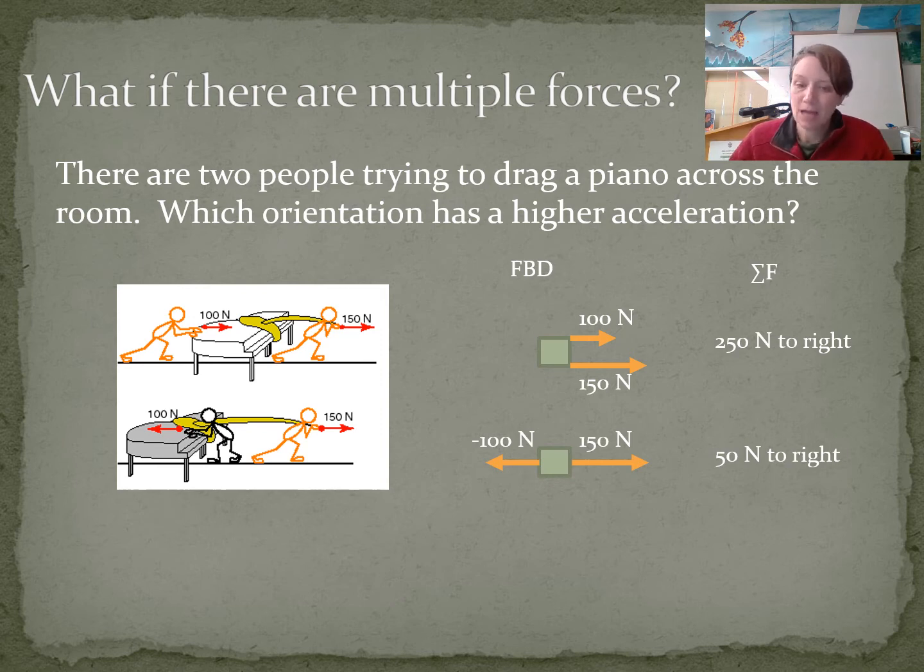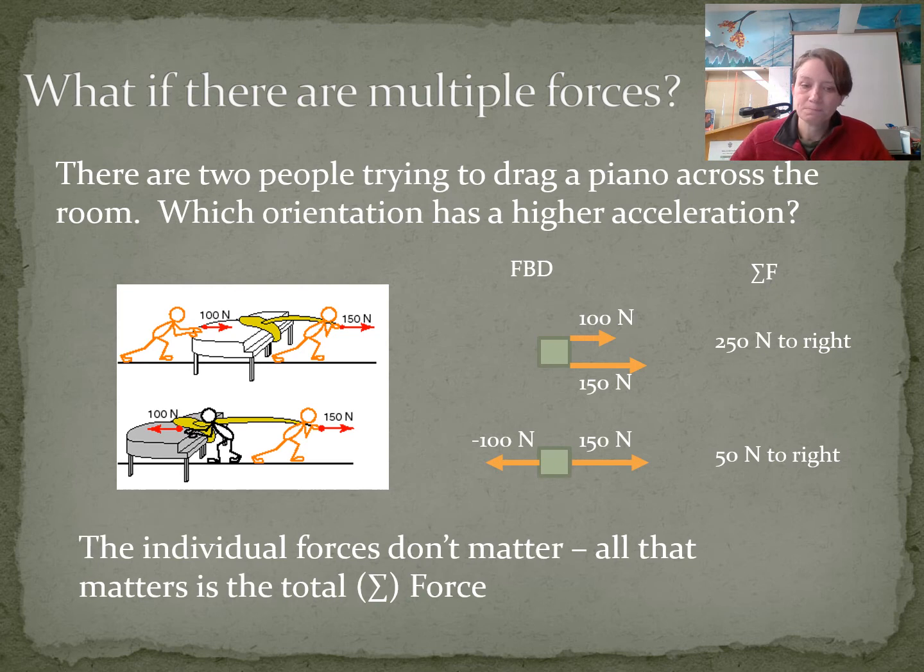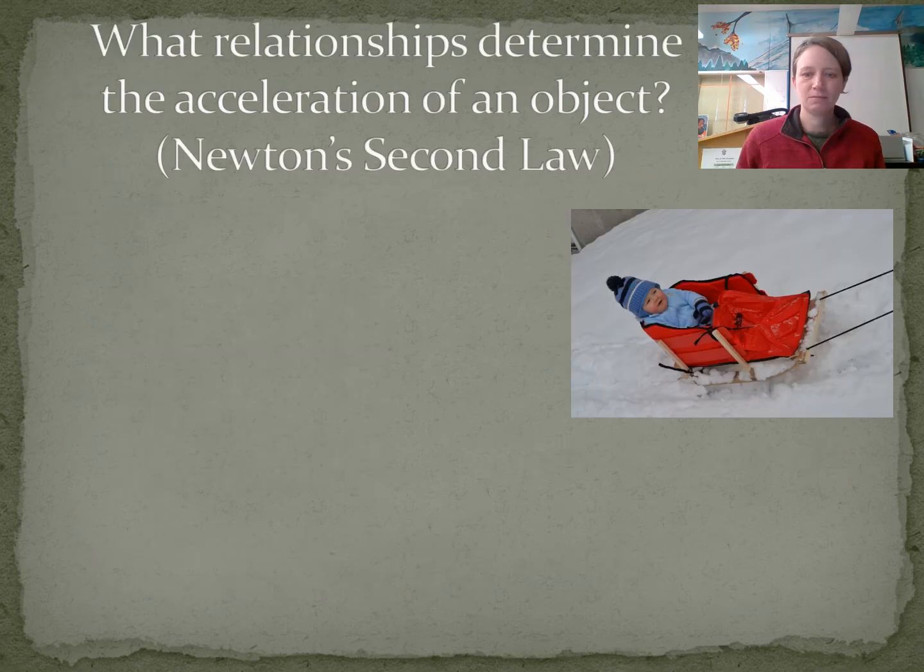And so sigma F is what ends up determining how much the object accelerates. It's not the individual forces. All that matters is the total, sometimes called the leftover or the net, but it's sigma F that we're going to be wanting to care about, which is why we need to draw these free body diagrams, because if you tried to solve the problem without drawing one, it looks like we have the same forces on both of them, and it's only when you start taking into account the direction of those forces that you realize that the overall force is actually different.